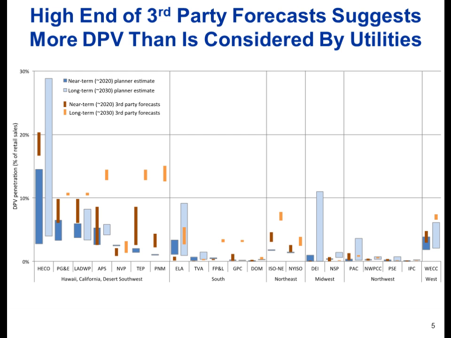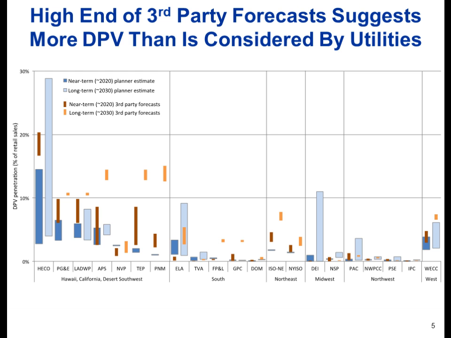The near-term forecasts are for 2020 and are shown in the dark blue, and the long-term forecasts are for 2030 and are shown in the light blue color. The range covered by a bar indicates uncertainty, and you see that uncertainty is often quite substantial, even in the near term of just about 5 years.